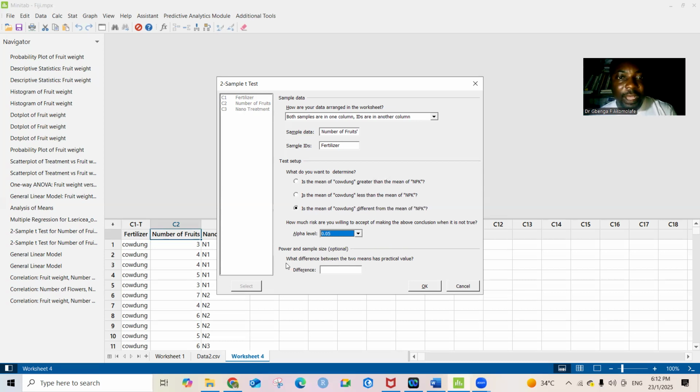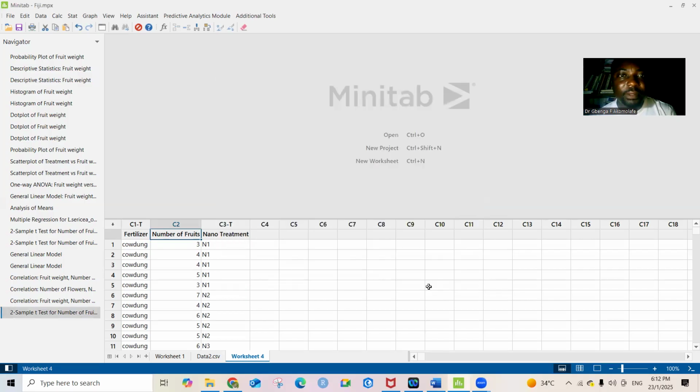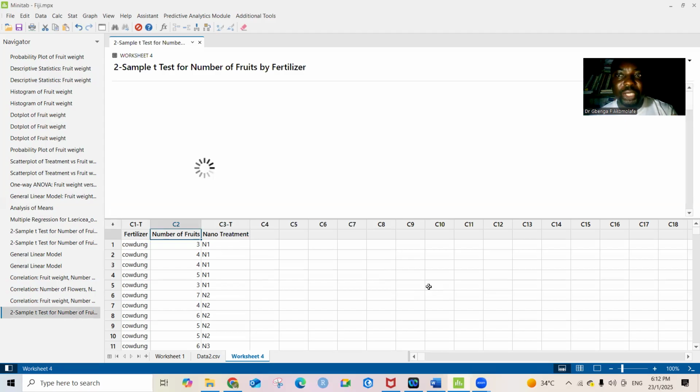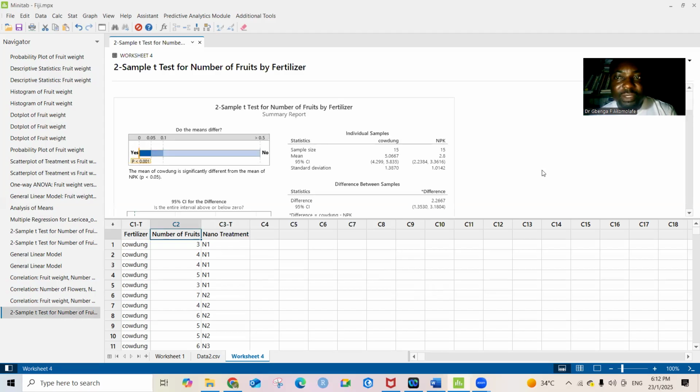So I think that is all. You can then click OK after that. So let's click OK, and Minitab is going to produce the result. Now let's go to the result and see what we have. So you can draw down this curtain.